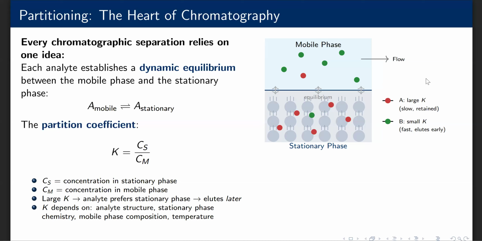The double arrows at the interface represent the dynamic equilibrium. Molecules are constantly transferring between the 2 phases, but the average distribution is determined by K. The difference in K values is the entire basis of chromatographic separation. If you understand this single diagram, you understand the core principle of every chromatographic technique.